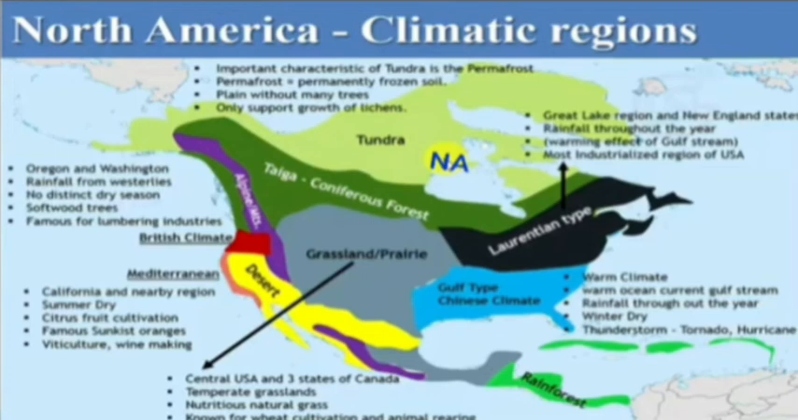Prairie grassland is situated here. Desert is here. British type of climate is felt in the region which has been depicted by red color, and in the region which has been depicted by orange color, Mediterranean type of climate is present. The video is getting so long, that's why I'm not going to tell you the details of all these types of climate. You can read about it. I have given the description of all those types of climates here.